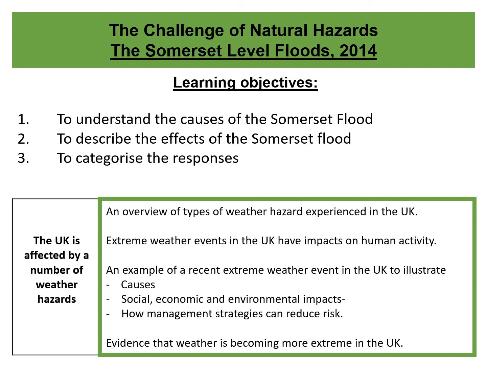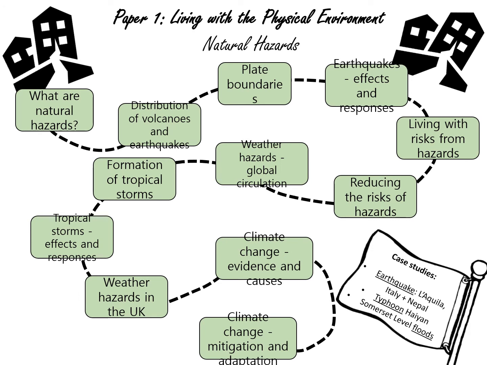In this lesson, we are looking at the Somerset level floods. So this links in to our topic on the challenges of natural hazards, and we're looking at UK hazards now. So we need to understand the causes of the Somerset floods, the effects of the Somerset floods, and how they responded to these floods. So in relation to where we are in this topic, we are still looking at weather hazards in the UK, and then after this we'll be moving on to look at climate change. So we're coming towards the end of our final topic.